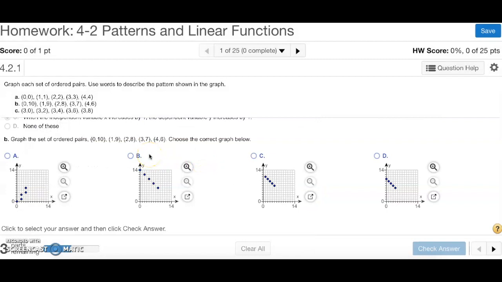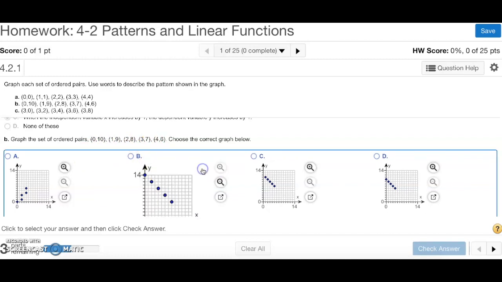Now we're going to do the same thing for B. We have 0, 10, 1, 9, 2, 8, 3, 7, and 4 and 6. So as x's are increasing, y's are decreasing. So we know it's not going to be A because it's going down by a constant amount. It's going to be linear.